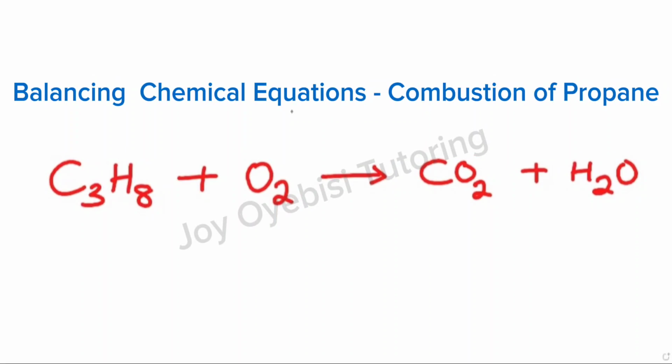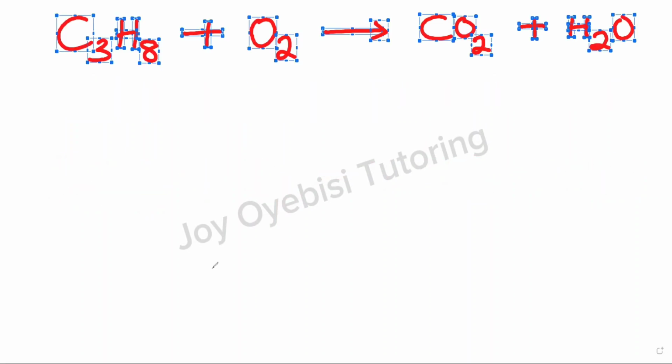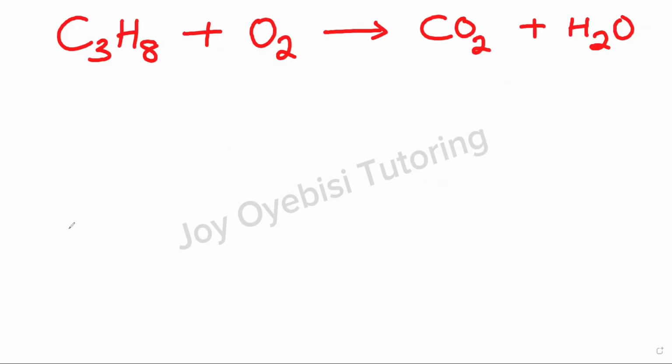Hello, in this video, I'm going to be showing you how to balance this chemical equation. In balancing, the first thing we're going to do is write out all the elements that you have on the left-hand side and also on the right-hand side. So whatever you have on the left, that's what you will have on the right anyway. So starting with the left, we have carbon, we have hydrogen, and we have oxygen, okay? So that same element is what you have on the left.